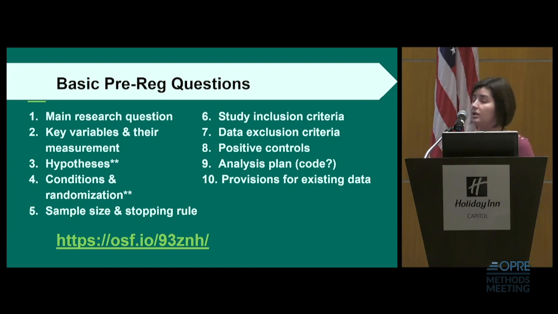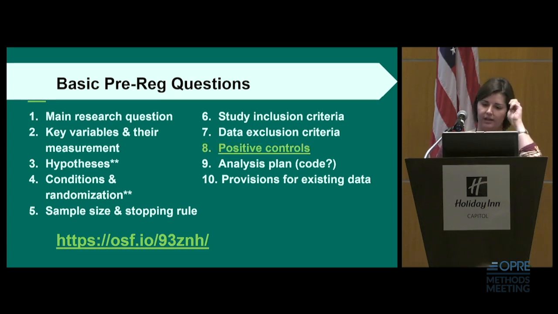Conditions and randomization, again, if appropriate. Not all studies are randomized experiments, so that might not be appropriate. Sample size and your stopping rule, so how you'll decide how many people or how many data points to collect and when to stop collecting data. What features qualify you to be in the study, so inclusion criteria, and then what features would cause you to be removed from the analysis. So if we're going to remove data points for being outliers, what are the conditions that would necessitate that ahead of time?